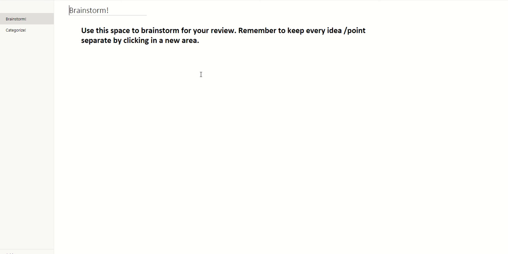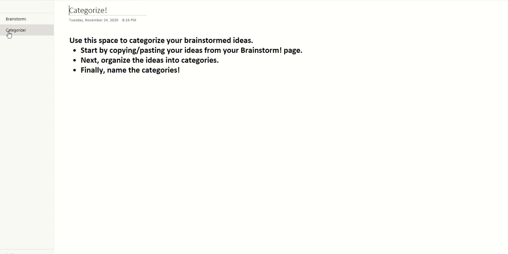They'll start by just filling this blank space with all of their ideas, and then the next day, when they've exhausted all of their ideas, they'll go to the categorize page, and they'll copy their brainstorm ideas, and then they'll start creating their categories underneath.